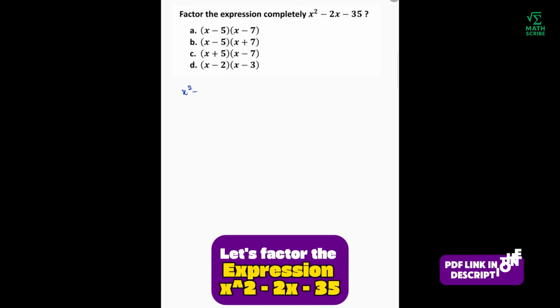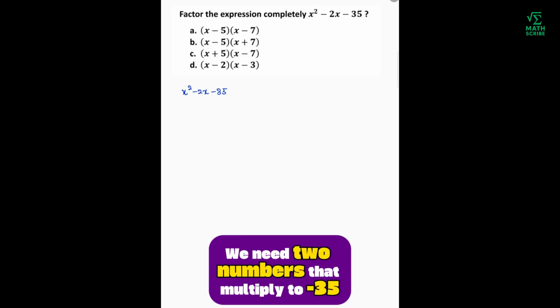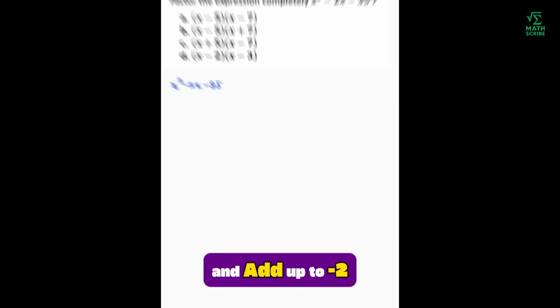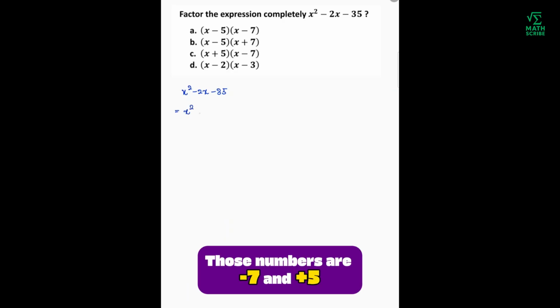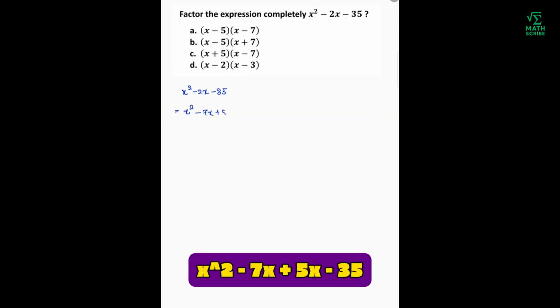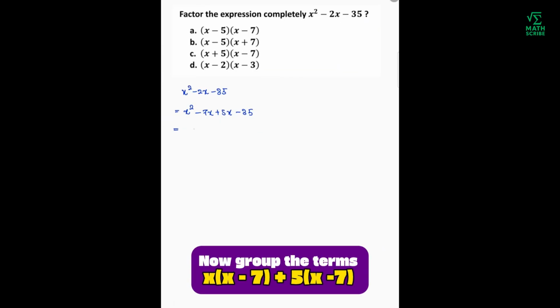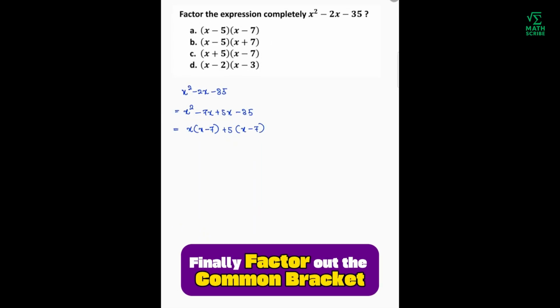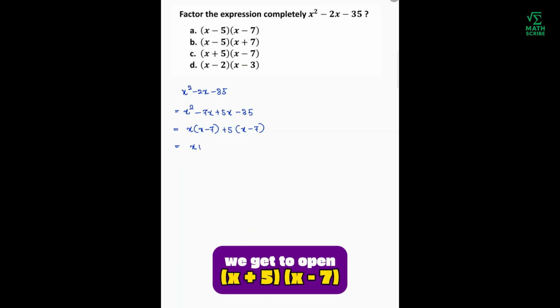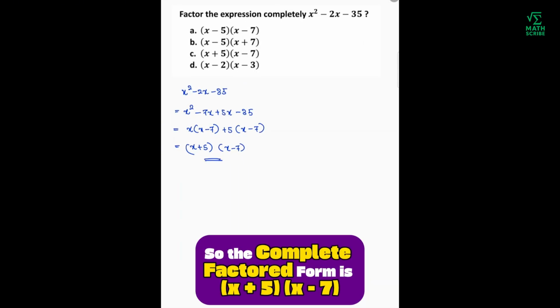Let's factor the expression x squared minus 2x minus 35. We need two numbers that multiply to negative 35 and add up to negative 2. Those numbers are negative 7 and positive 5. So we split the middle term. x squared minus 7x plus 5x minus 35. Now group the terms. x times open bracket x minus 7 close bracket plus 5 times open bracket x minus 7 close bracket. Finally, factor out the common bracket. We get open bracket x plus 5 close bracket times open bracket x minus 7 close bracket. So the complete factored form is x plus 5 multiplied by x minus 7.